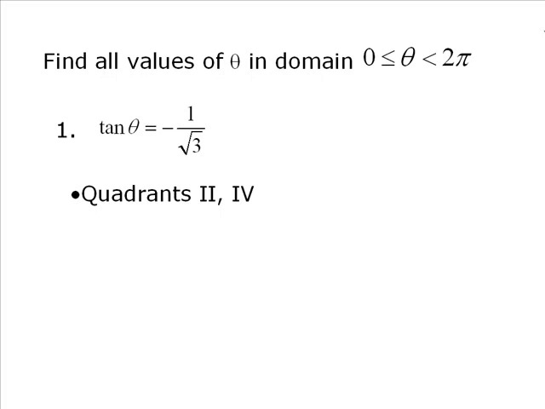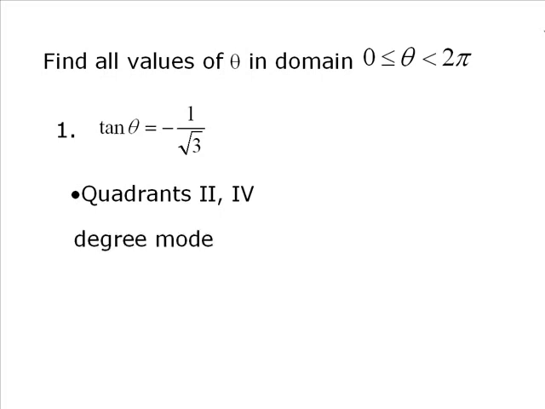Since tan is negative, thinking of the CAST rule or just simple reasoning, I know that we must be in quadrants 2 and 4. That's where tan is negative. They're all positive in 1, only tan is positive in 3. So I know I'm in quadrants 2 and 4, and I know I'm going to get 2 answers for this. And then I go after my reference angle.